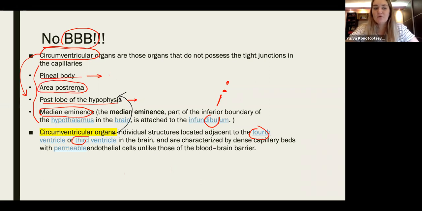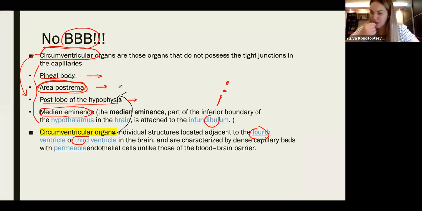You will talk about this area a lot in neurophysiology because area postrema is considered to be the vomiting center of our body. Okay, so this is the vomiting center. Area postrema is located in the medulla oblongata. Okay, so this is the area where it is located, medulla oblongata. It is a vomiting center, so anything can make you vomit, anything.